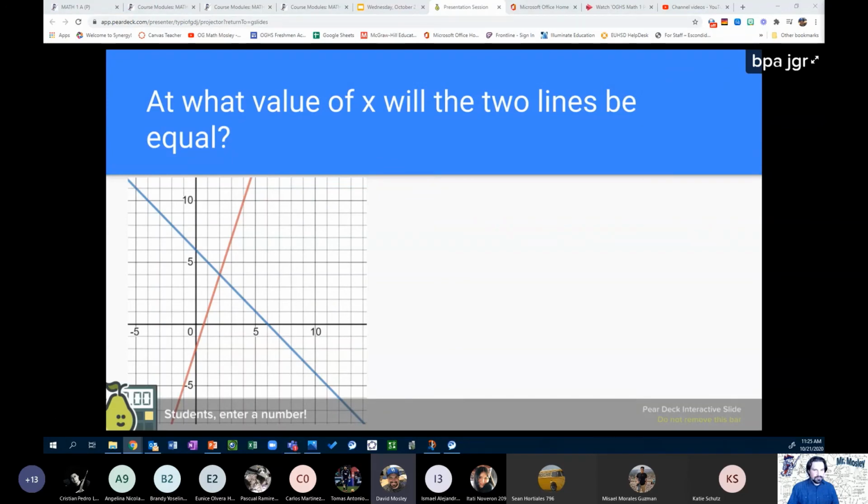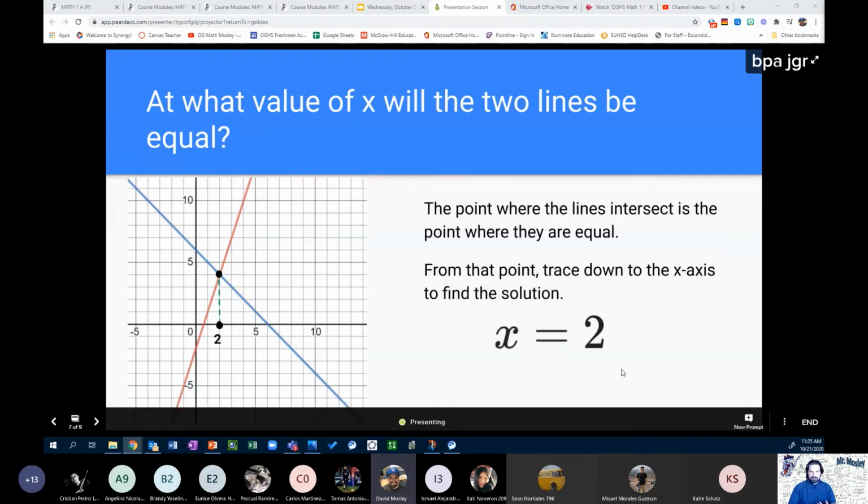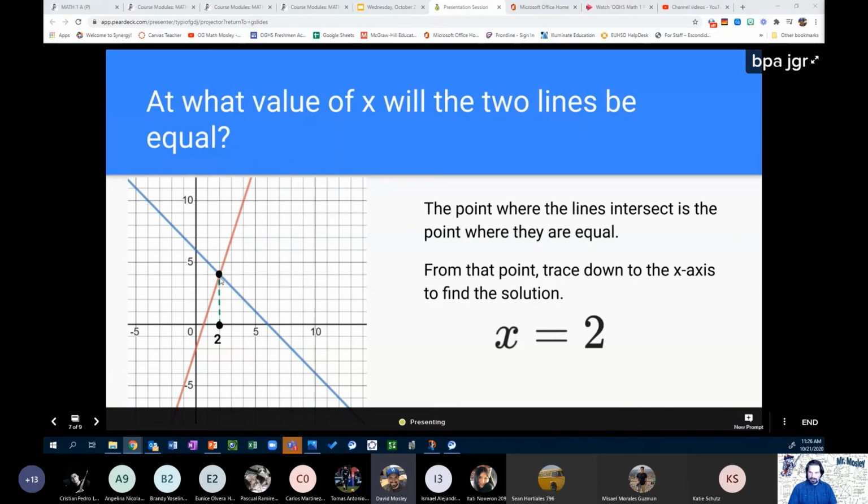So let's look. So the solution for this is x equals 2. Right? The point where the lines cross is right here. And we follow that down to the x-axis. We're at a value of 2. So we find the cross of the lines, follow that to the x-axis, and that gives us a value of 2.